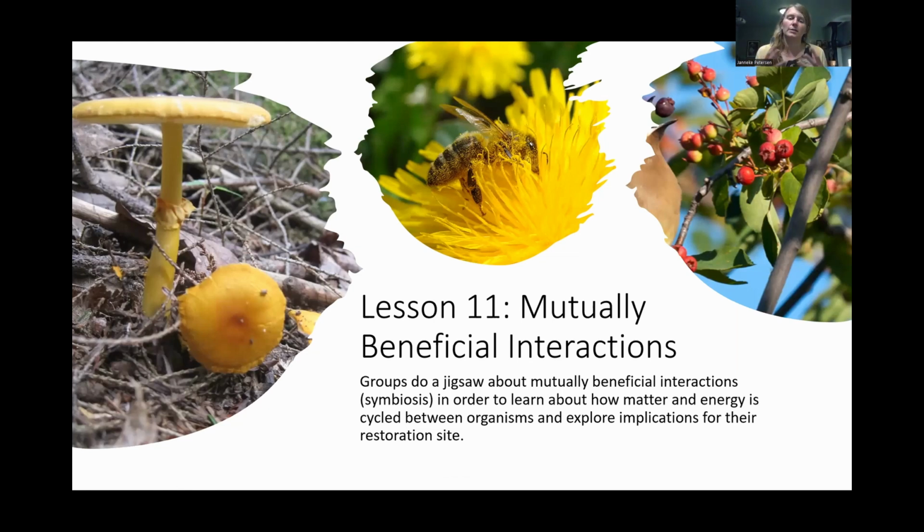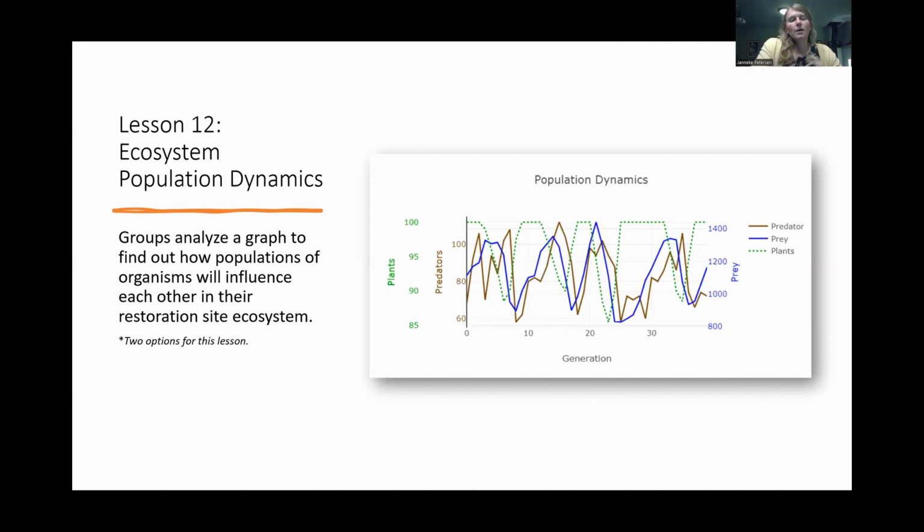So this is a really fun activity where your group of 4, they're going to split up for the lesson, and they're going to go to different stations around the room. They're going to learn about different types of mutually beneficial interactions, including pollination and animal seed dispersal and fungal plant relationships. And then they're going to come back to their group of 4 and share out and kind of fill out a table in their notebooks.